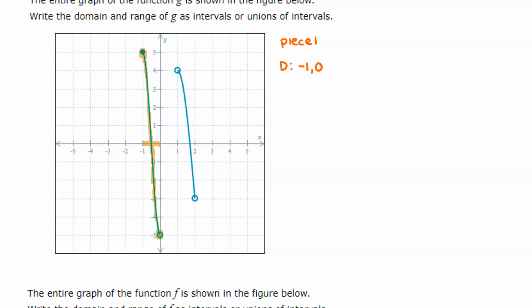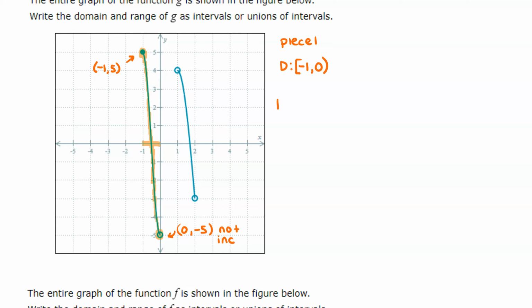Now, look at the coordinates. This point here, (-1, 5), is included on the graph, which means -1 as my domain number will be included. And then this point down here, (0, -5), is not included. So the domain value 0, remember domain is your firsts, is not included.